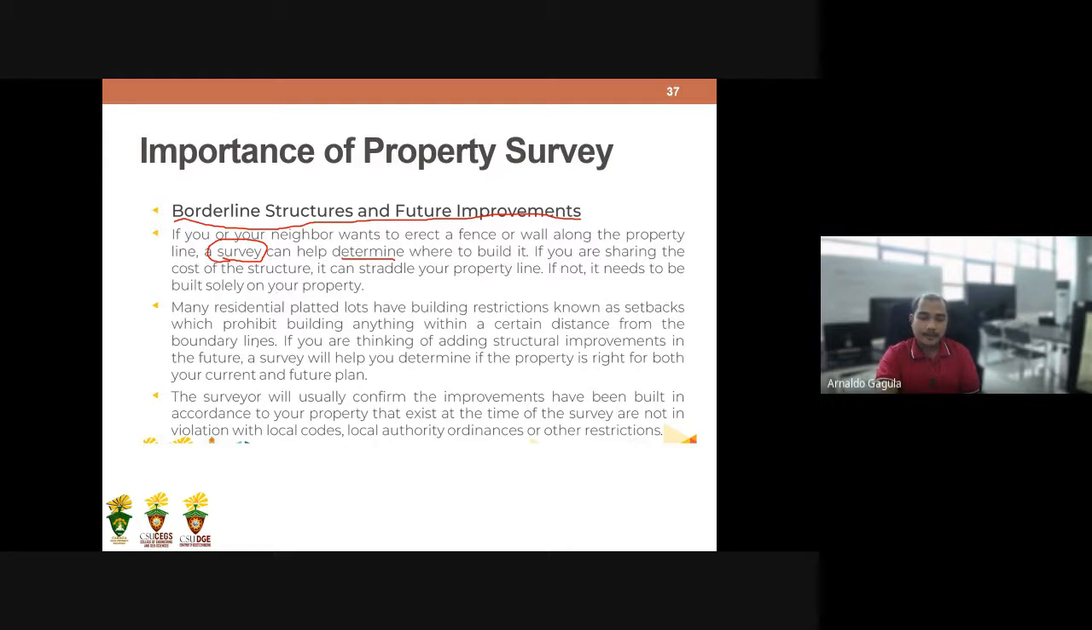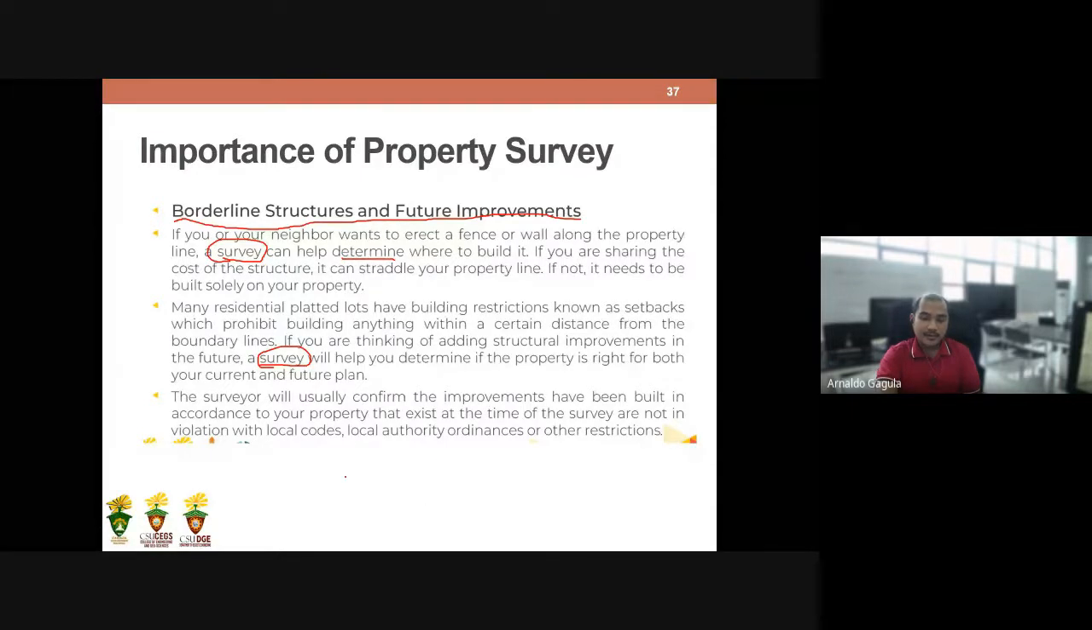property. Many residential platted lots have building restrictions known as setbacks, which prohibit building anything within a certain distance from the boundary lines. If you are thinking of adding structural improvements in your future, a survey will help you. Property survey will help you determine if the property is right for both your current and future plans. Labi na may sabot na dili dapat idikit kayo sa wall ang inyong balay.